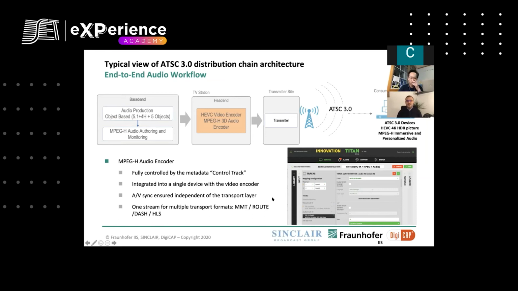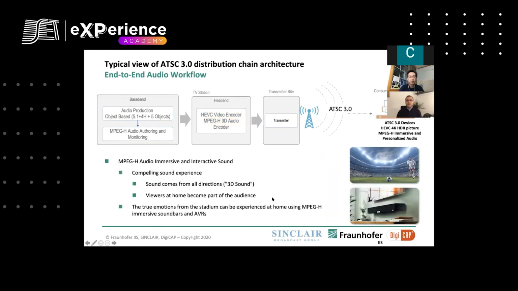Okay, if we go now to the consumer end, we talked about all these features, but how can the users experience these new ATSC 3.0 capabilities? If you have an immersive system at home, either a soundbar or a smart speaker with 3D capabilities or binaural headphones, it doesn't matter what your consuming device is, you still can experience the immersive sound. So you perceive the sound coming from all directions, and you can feel at home part of the audience. Either a football game or a music concert, you'll always get the full capabilities.